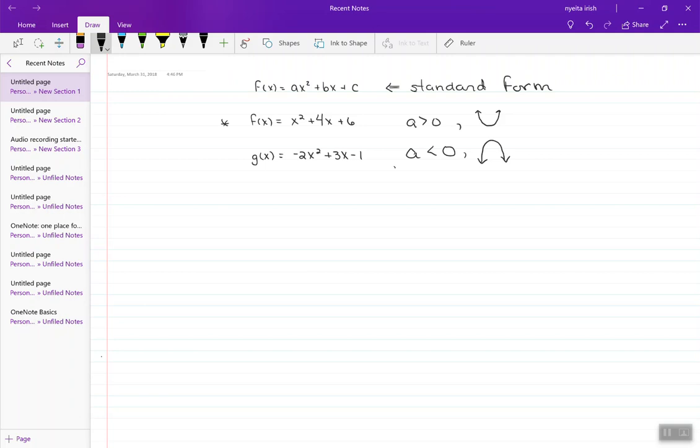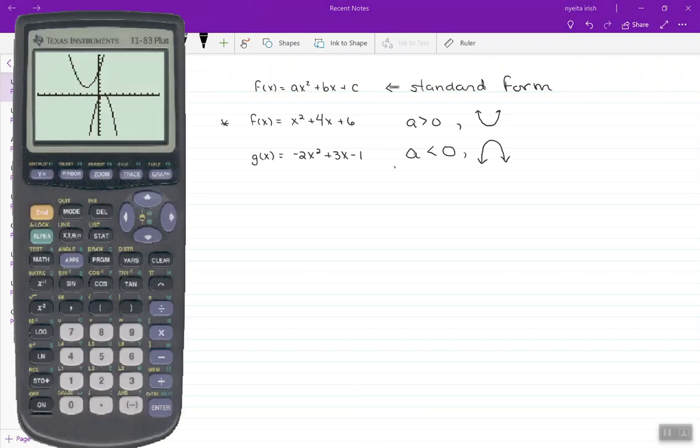The a determines that. So if I look back here and I change that, instead of positive x squared, I insert a -1 and then graph it, I should see that they both now open downward. There's the first one. There's the second one. So the negative in front makes it open down, positive in front makes it open up. So let me delete that out and make it open up again.